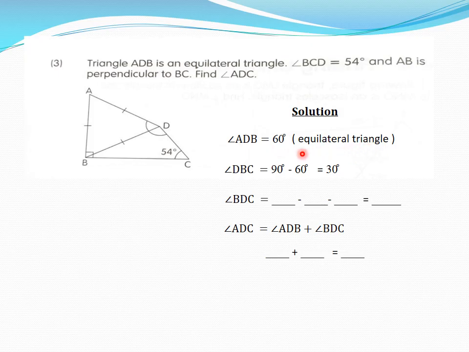Yes. So if you want to find angle B, AB is perpendicular, so we need to find one part of angle B. We take 90 degrees minus 60 degrees equals 30 degrees. So it means angle B, the small angle, equals 30 degrees. And then we need to find the angle BDC here.